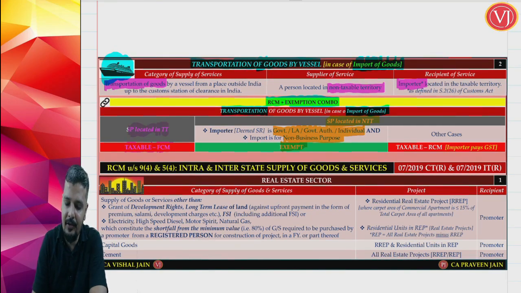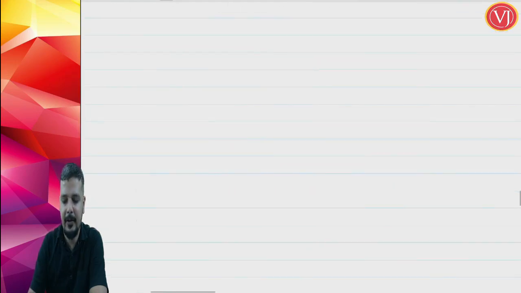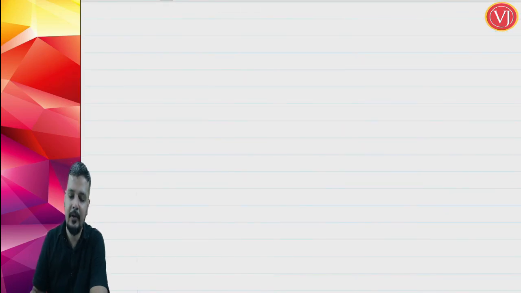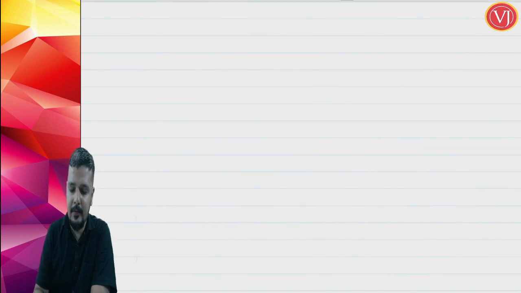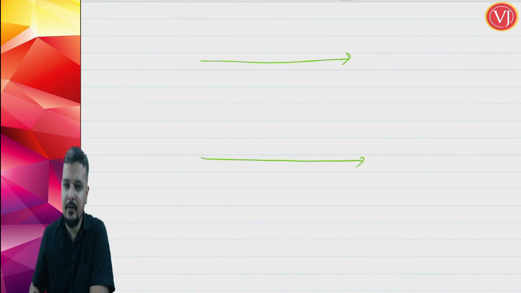If the shipping line is foreign and it is not covered by this category, the importer is not a government or local authority or governmental authority or individual, it is for business purposes, then friends, it is taxable under reverse charge mechanism, importer will pay GST. Now let us understand this and close this particular point. Understand that the goods are being imported. Let us assume that the goods are imported.